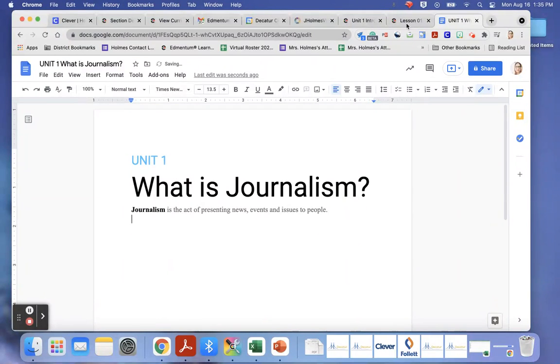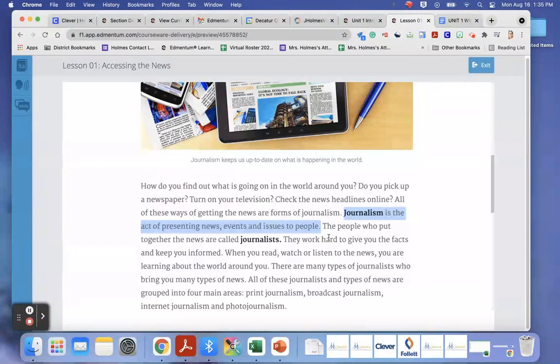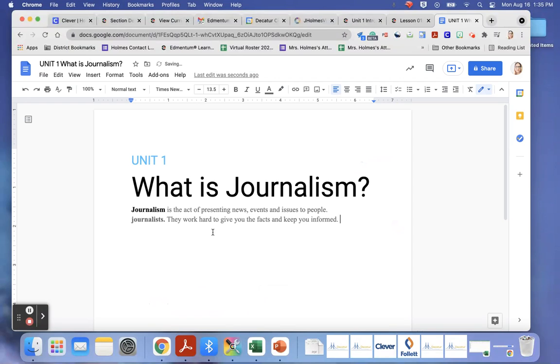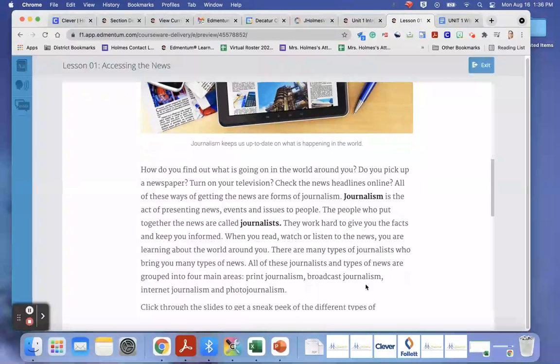Next, the people who put together the news are called journalists. They work hard to give you the facts and keep you informed. So what are journalists? They put the news together and they work hard to give you the facts. I'm just going to copy that and put it in here. I hope this is helping you as you look at the way that we are taking notes. This is one way. There's no right or wrong way to take notes, okay, guys? Note taking is for the person taking the notes. This is one great way to look at it.